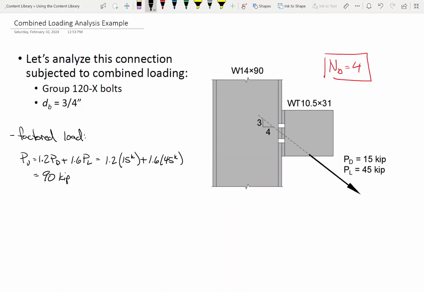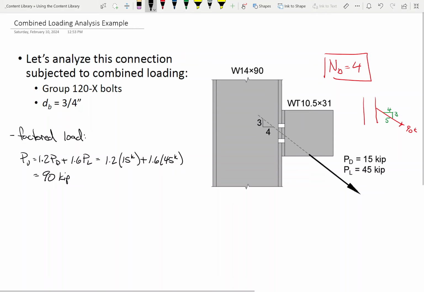What we've got going on here is a column that's experiencing an angled load of 90 kips. It's an angled load at a 3 to 4 slope ratio. So 4 on the horizontal, 3 on the vertical. What's the hypotenuse? 5. There we go, a 3-4-5 triangle.